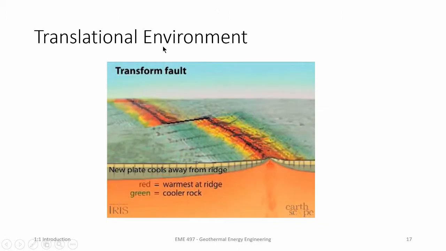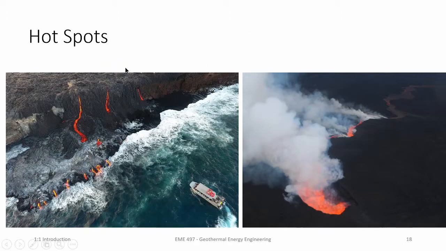And then the third main type of fault would be a transform fault, and that's where one plate is sliding against the other one laterally. So they're not going into each other or away from each other, but they're slipping against each other, also called a strike-slip boundary. Here would be hot spots, which are geothermal areas where there's liquid magma pouring right onto the surface of the earth.